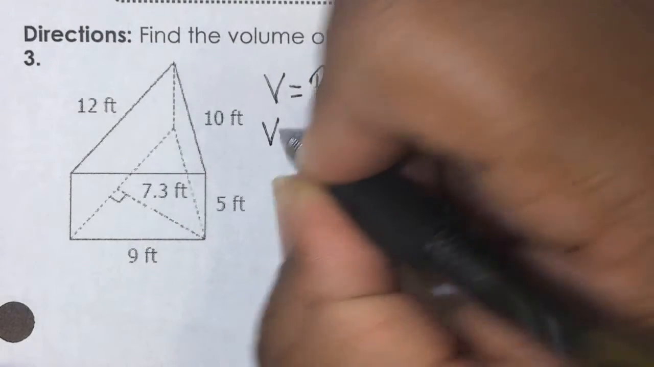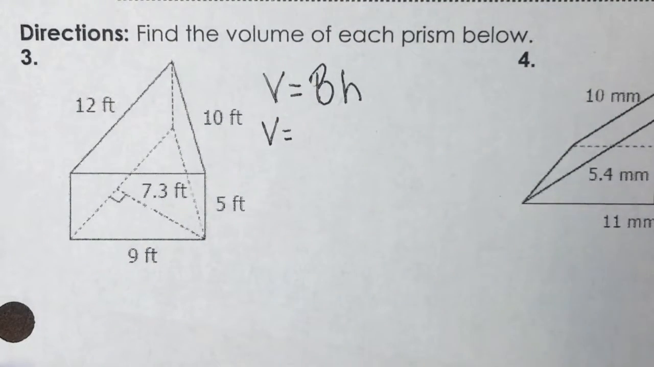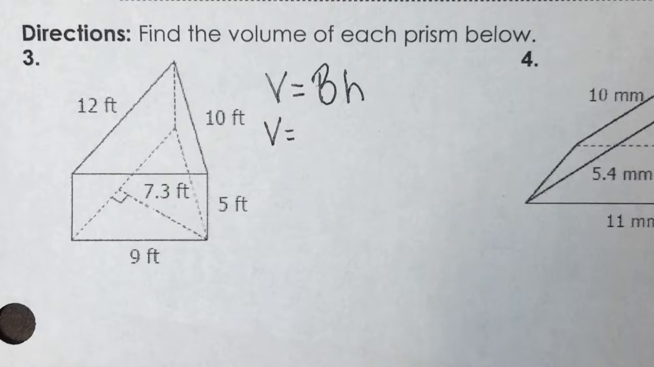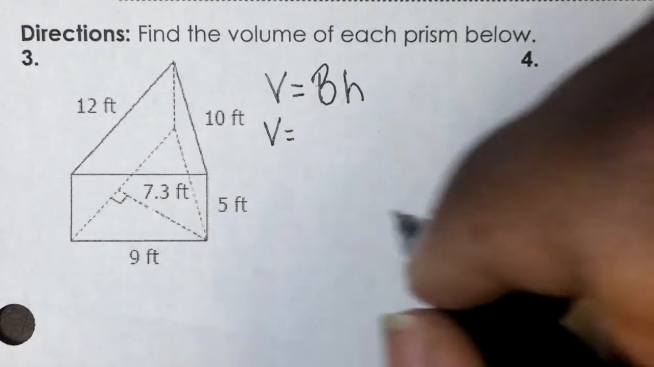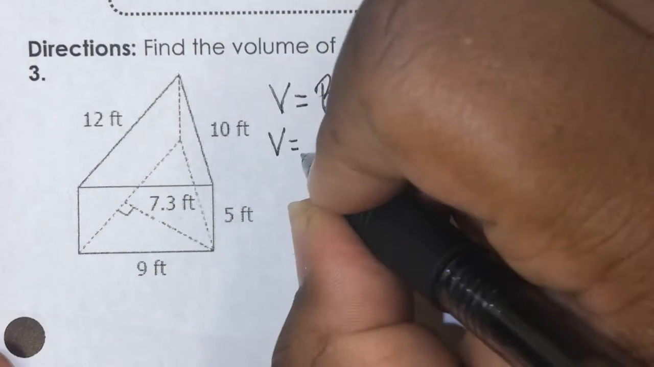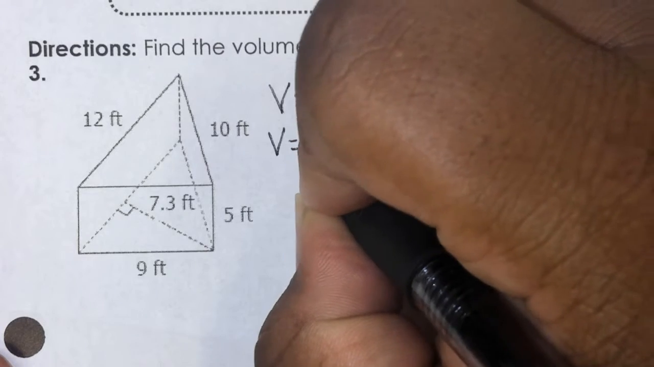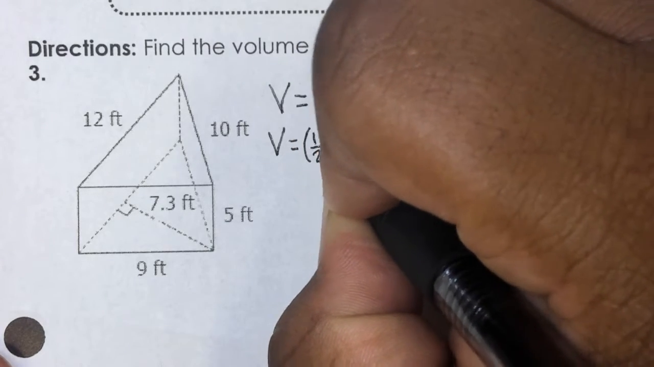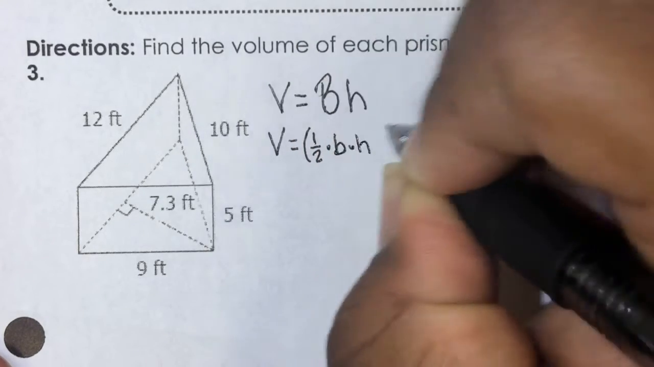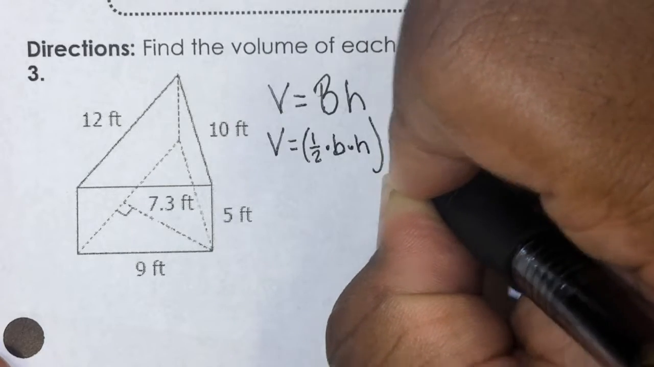And then volume equals, make the adjustment for capital B. Our base is what shape again? Triangle. So we should use the triangle formula for area. 1/2 times base times height in parentheses times height.